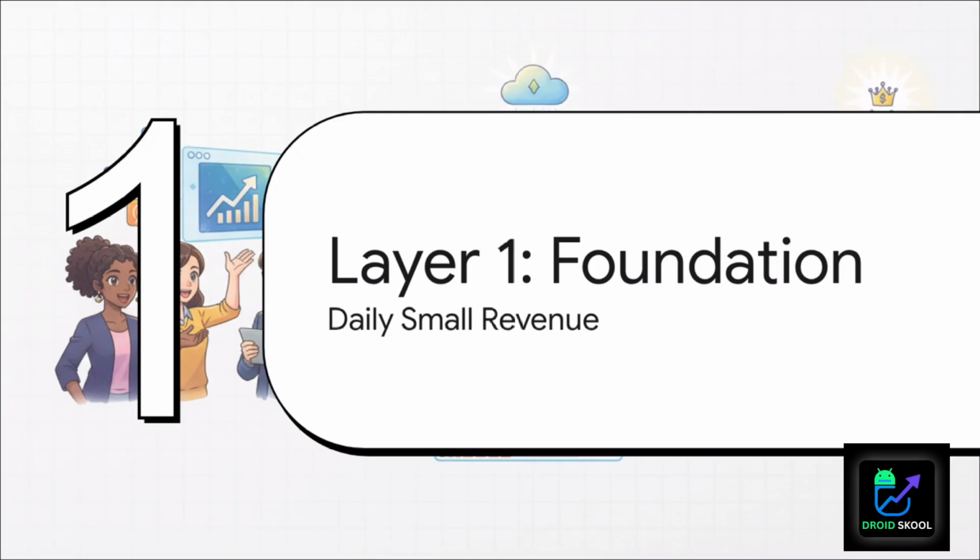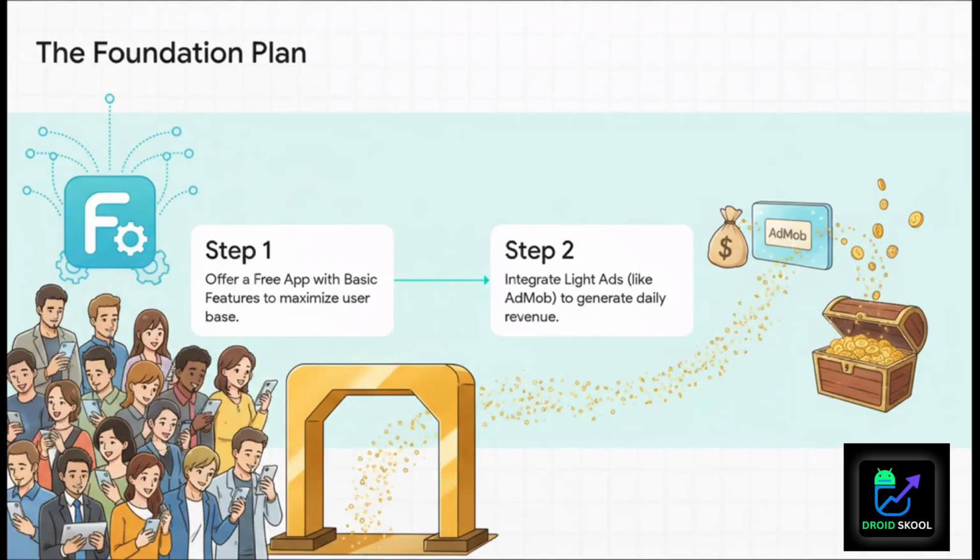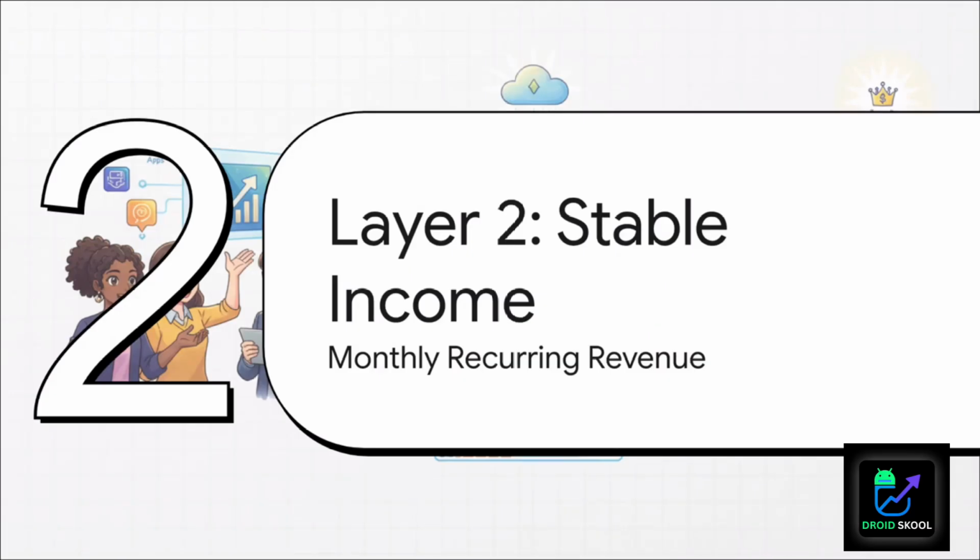All right, let's break this down. First up is layer 1, our foundation. The main goal here is to generate a small but daily, consistent revenue stream. The plan is actually pretty simple. You offer your app for free with all the basic features. This gets you the maximum number of users. And alongside that, you place some light ads, maybe something like AdMob. This generates that small daily revenue. This is the base level of your system. It's the foundation.